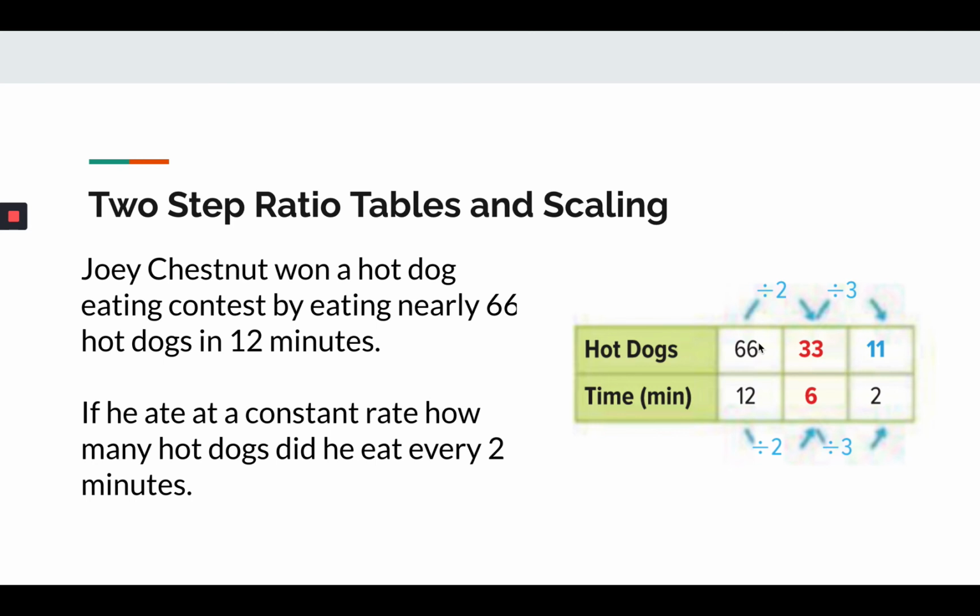what the book was trying to show you on this example is they did this in 2 steps. They're trying to get this 12 down to 2, and they're trying to get this 66 down to whatever the missing number would be. So in this case, they divided both the hot dogs and the time by 2, gave them 33 over 6, and then they divided that by 3. They found common factors, and the answer is 11 hot dogs in 2 minutes. Now, you might have just been able to do that by dividing by 6 in the first place, but let's show you another one.